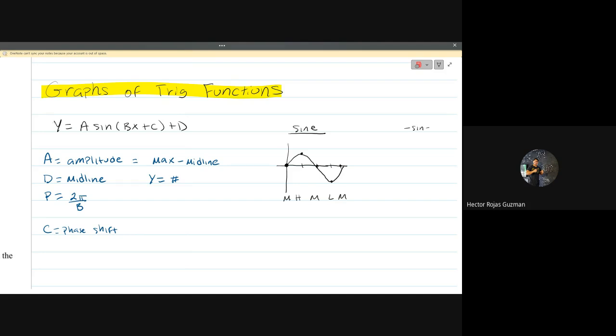Negative sine is basically the same thing. It starts in the middle. So if you're looking at the graph and it starts on the midline, automatically that's a sine graph. The behavior is a little different though. Instead of going to the high point, we go to the low point. Middle, low, middle, high, middle. That's what negative sine looks like.